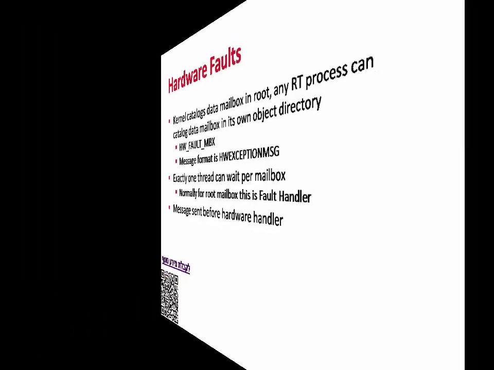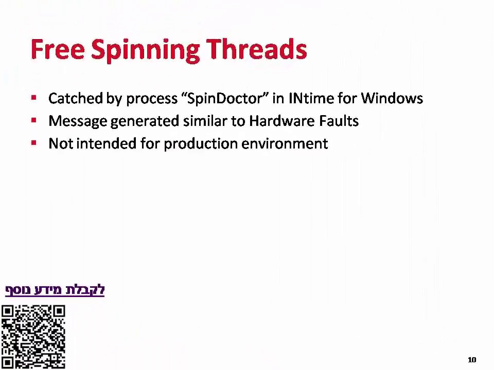The spin doctor was intended as a safeguard when using EanTime shared mode so that Windows would not freeze because of a spinning thread in EanTime. Spin doctor writes a fault record to the HW_fault_MBX so it can act like a real fault, even though it is not. The spinning thread is suspended just before the record is written. The spin doctor is subject to some rare false positives, when EanTime is running in dedicated mode and is not intended for a production environment.